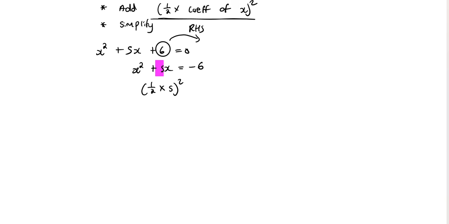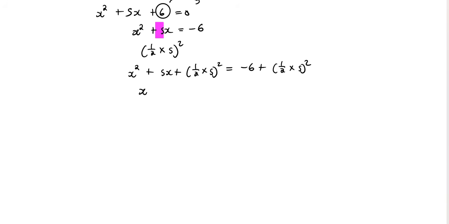So let's see. I'm going to have x squared plus 5x plus (half times 5) squared is equal to negative 6 plus (half times 5) squared. So the reason why we add to both sides is so that we don't change the expression. Remember, whatever you do on the right, you must also do on the left.